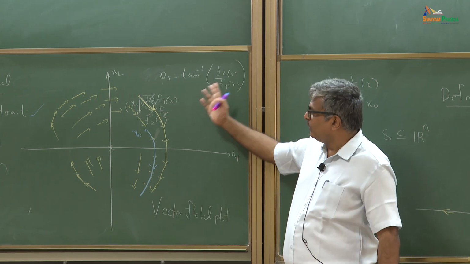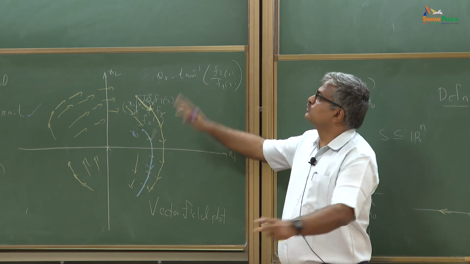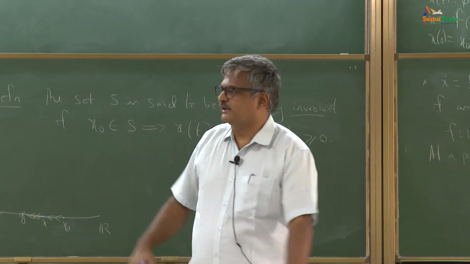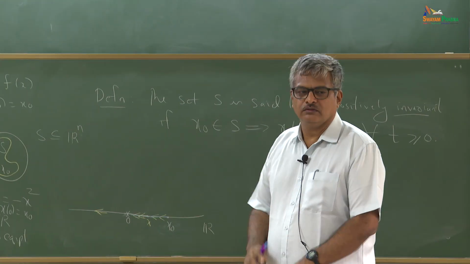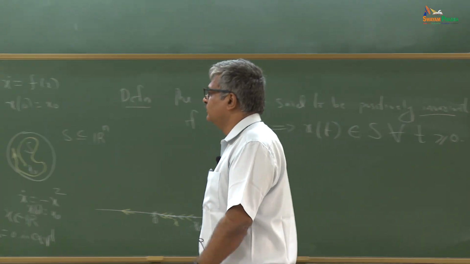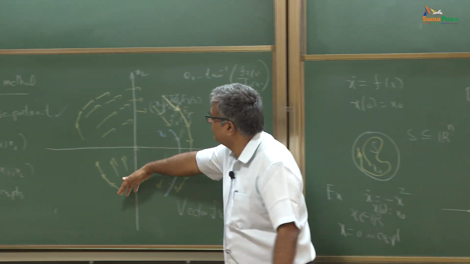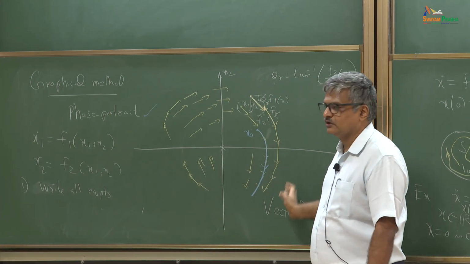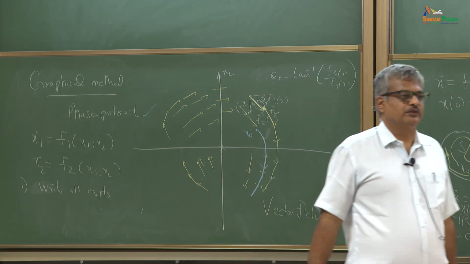But still, it's a powerful method because this gives you a global picture. Okay, so you can extend your x1, x2 axis as long as possible, and all that you have to do is take a sufficient number of points, draw the vector fields, right, and then given the initial condition, you get the phase portrait, right?